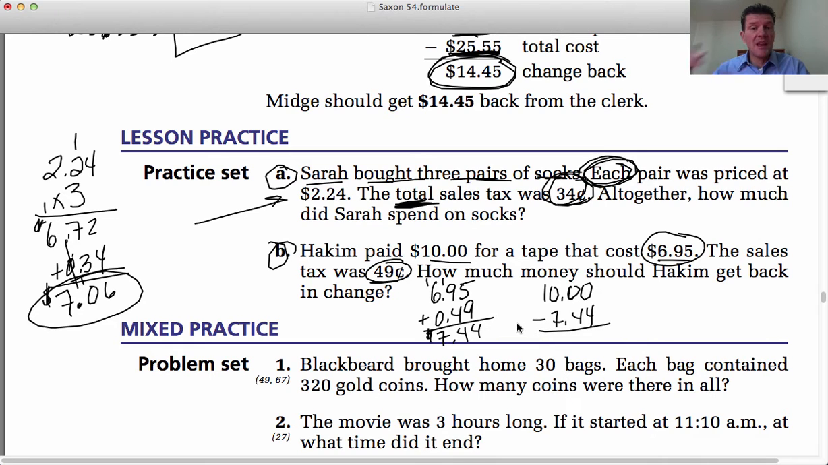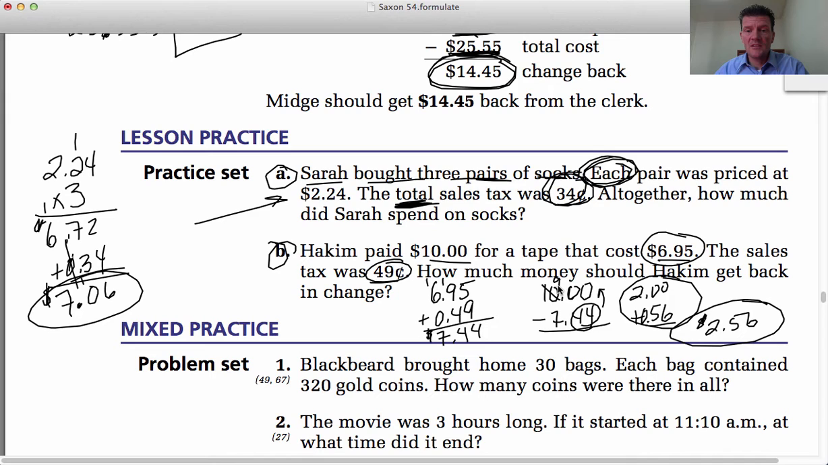And I'm going to subtract. In my mind, I'm going to be doing this by figuring out how much should I add to 7.44 to get up to 10. So I look at this and I say, okay, to get from $7.44 up to $8, I would add 56 cents. 56 cents and 44 cents gives me $8. And then from $8 up to 10, that would be another $2. So I know that I'm going to get back $2.56. Okay?